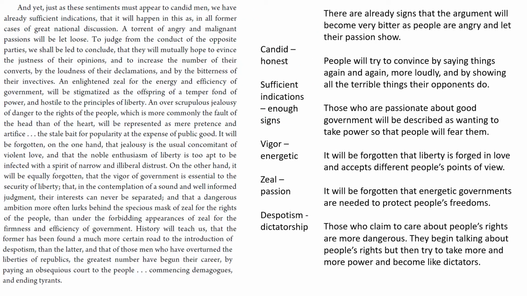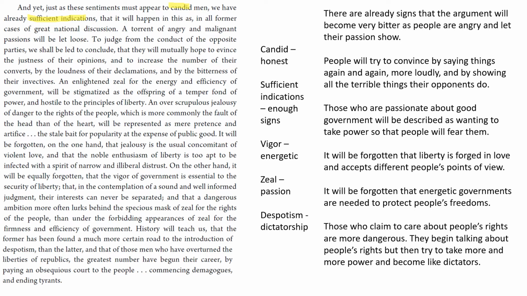And yet, just as these sentiments must appear to candid men, to honest men, we have already sufficient indications, enough indications, that it will happen in this as in all former cases of great national discussion. So even though we don't want to do this, we are sure that this will happen because this always happens. A torrent, a flow of angry and malignant passions will be let loose.